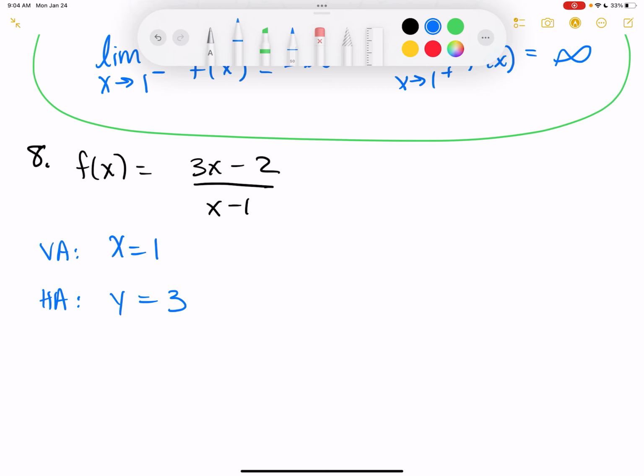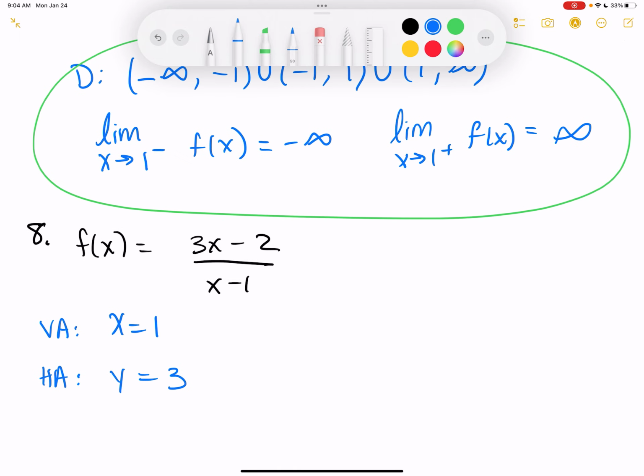So then what we're going to do is the limits, okay, for the vertical asymptotes: the limit as x approaches 1 from the left and right. And then for the horizontal, we're going to look at the limits at negative infinity and infinity, and they have to be equal, okay? So for vertical first, the limit as x approaches 1 from the left of f of x is equal to what?